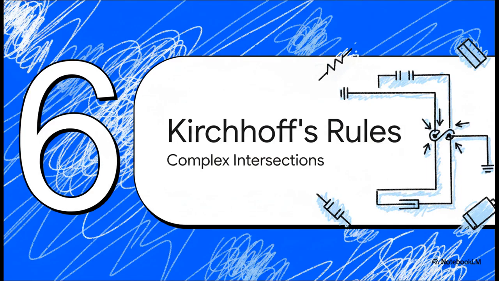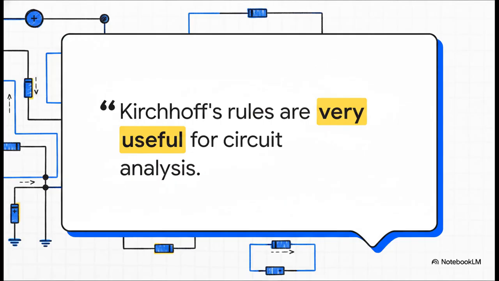Finally, Section 6, Kirchhoff's Rules for Circuits, Navigating Complex Intersections. As the chapter states perfectly, two rules, called Kirchhoff's rules, are very useful for analysis of electric circuits to determine all the currents and potential differences. Simple formulas for series and parallel resistors are great for basic setup, sure, but when you're looking at a real-world circuit with multiple intersecting branches and multiple batteries, those simple formulas just aren't enough. We need a much more robust system to untangle the math.